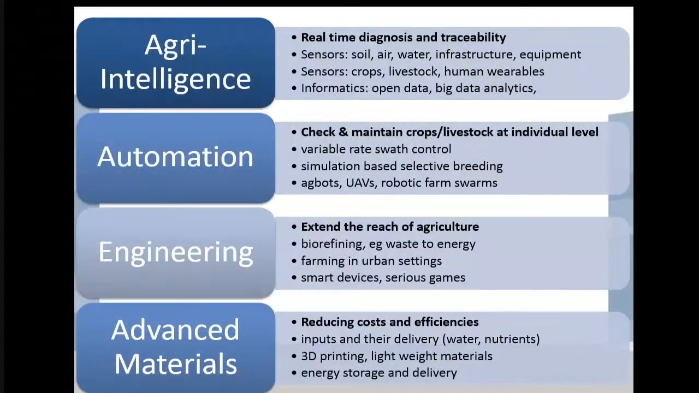The last one is around advanced materials, where the technologies are helping with reducing costs and efficiencies, looking at inputs and their delivery. There's work going on where you can deliver fertiliser or nutrient in bursts. How can you get that in the soil so that it's not all released at once, but it's burst in through the soil, getting those nutrients further down?